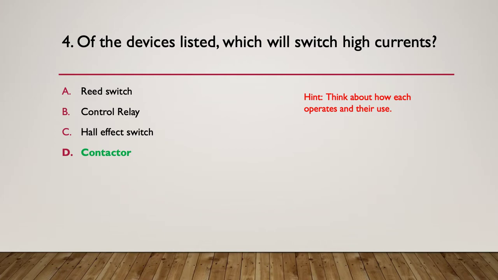So the correct answer is a contactor. Reed switch will only carry a few milliamps. Control relay may carry up to maybe 8 or 10. Hall effect switch, again, will only carry a few milliamps. And a contactor, you can get them quite large. They can carry anything from 10 or 15 amps up to hundreds of amps.